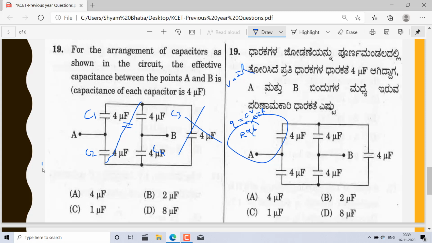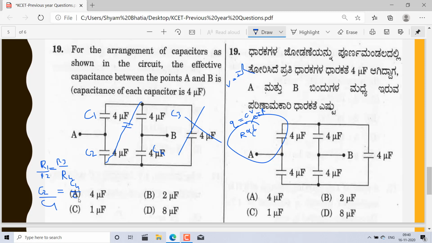So if I balance the Wheatstone bridge, R1 upon R2 equals R3 by R4 in current electricity. Then the same analogy I apply to R4. Then R1 is equal to 1 upon C1 and R2 is equal to 1 upon C2. So finally it will come C2 by C1 equal to C4 by C3. Okay, C3.